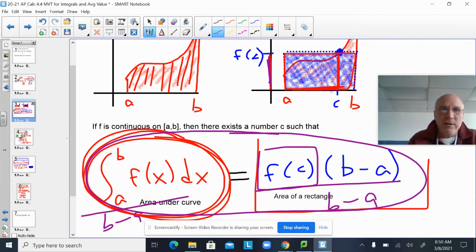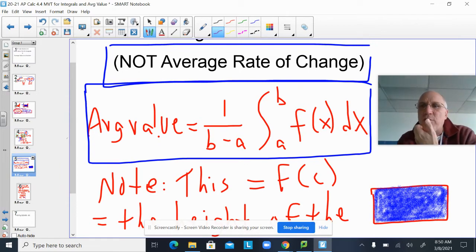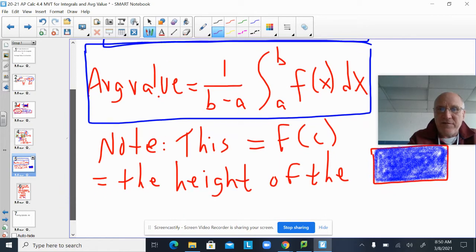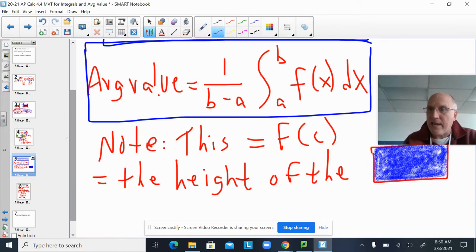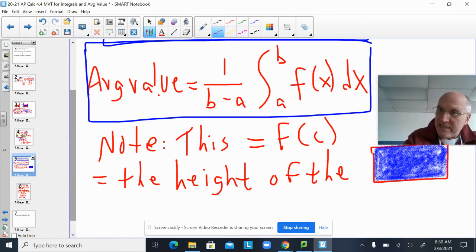So if I go back here, the average value of a function is 1 over b minus a times the integral from a to b of f of x dx. And then my note says this is f of c. That is the height of the rectangle. So it's really the same theorem. You're doing some of the same math to figure out if you're asked to find the average value. You're just trying to find f of c. Notice you wouldn't have to find where c happens, just what the height of the rectangle is.